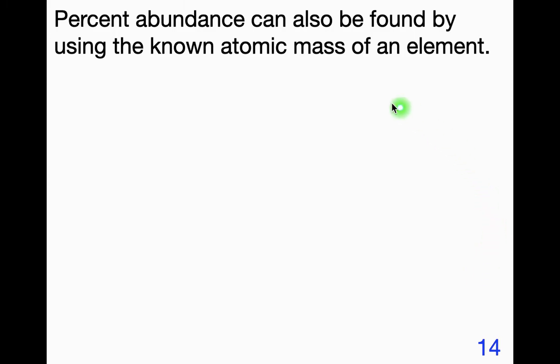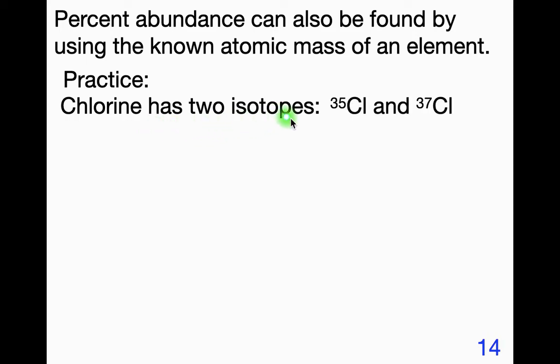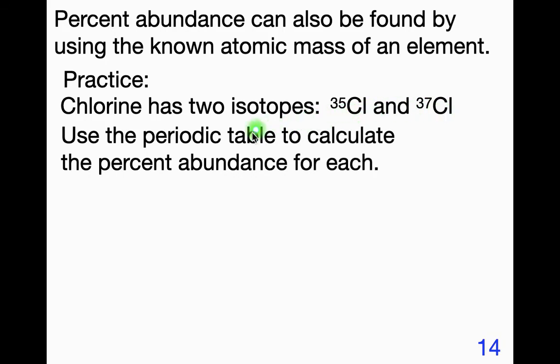Now let's go in the opposite direction. Percent abundance can also be found by using the atomic mass of an element. So let's do a practice problem. Chlorine has two isotopes, chlorine 35 and chlorine 37. Use the periodic table to calculate the percent abundance for each. If you look on the periodic table, you find that the atomic mass for chlorine is 35.45.